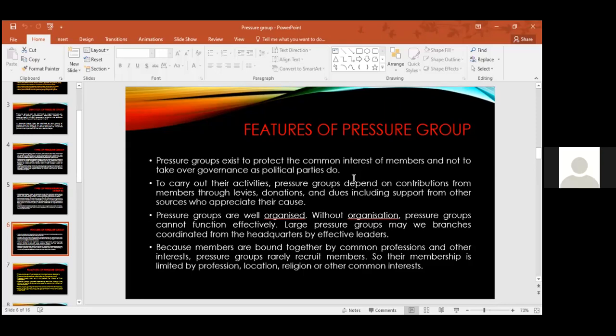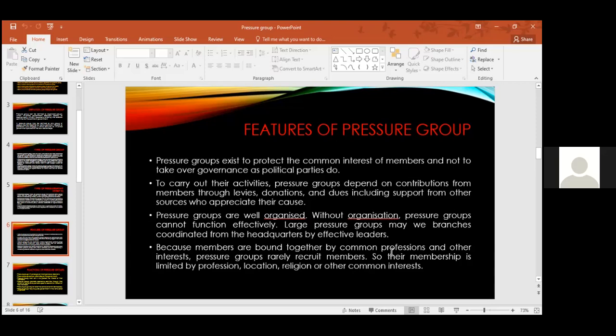And then we have the last one. Because members are bound together by common profession and other interests, pressure groups rarely recruit members. So the membership is limited by profession, location, religion, or other common interests. What are we trying to say with this feature? When it comes to pressure groups, it has to do with, number one, common interest, and number two, similar characteristics. So pressure groups hardly just bring in people, unlike political parties that anybody can join.